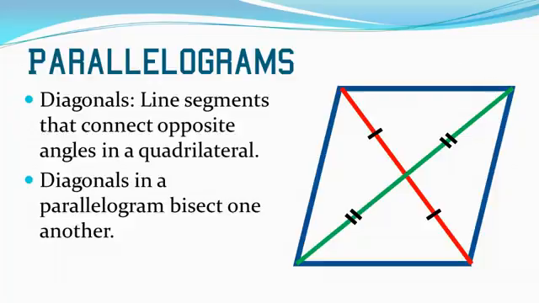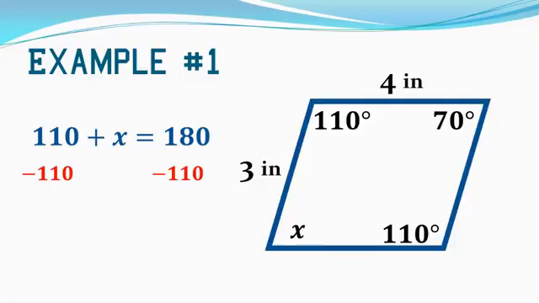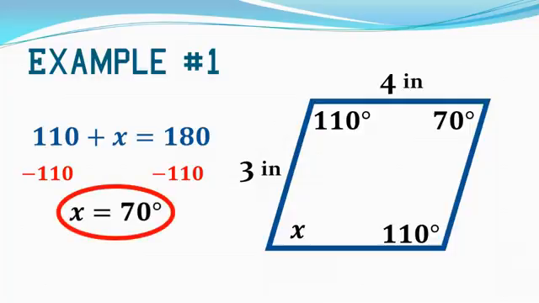Let's go back to the example of the parallelogram we looked at earlier. We have the same angles, 110, 110, 70, but we don't know what x is. There's a couple things we could do. We could take its supplementary angle, so either the 110 to the right or the 110 above it. Those two angles, when you add them together, have to equal 180. So 110 plus an unknown variable equals 180. We solve by subtracting 110 from both sides. X still equals 70 degrees.